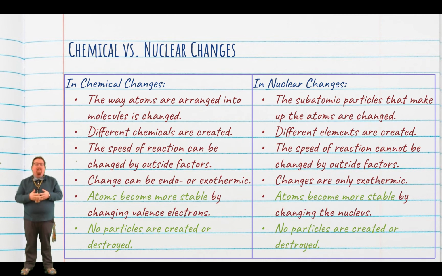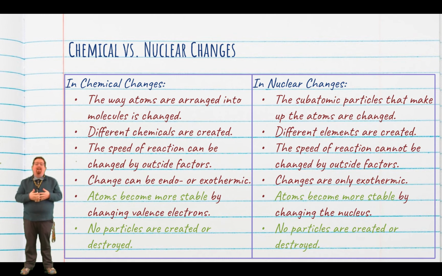Now you might be wondering, how does this relate to the nuclear changes we've been learning? Well, that's a great question. Chemical changes and nuclear changes are very different, but they do have some similarities. Here on this slide, the things in red are differences, and the things in green are similarities. So in a chemical change, the way the atoms are arranged into molecules is changed, but in a nuclear change, the subatomic particles that make up the nucleus of the atoms are changed. Because of that, in a chemical change, we get different chemicals created. But in a nuclear change, we get different elements or different isotopes created.